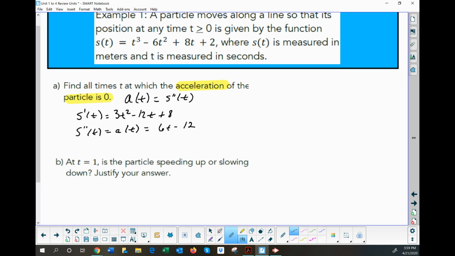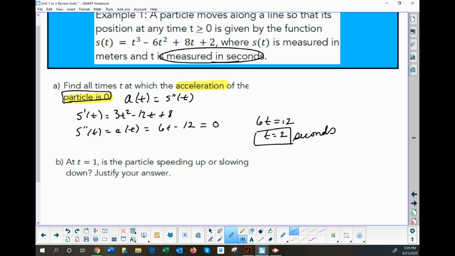I want to find when the particle has an acceleration of 0. So I want to know when this equals 0. And this is easy enough. Either you could factor it, or I'm just going to quickly solve it here, divide by 6, and I get that the time is 2. So I'm just hitting time equals 2. If we had to talk about units, it'd be 2 seconds, because time was measured in seconds.